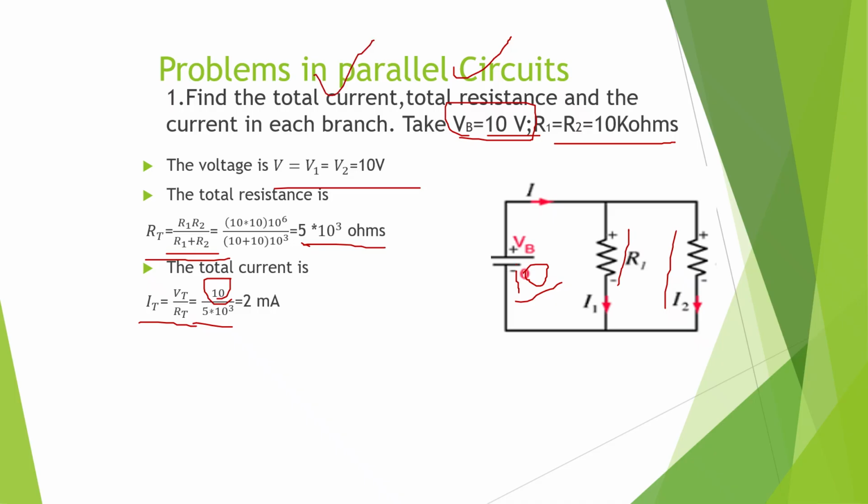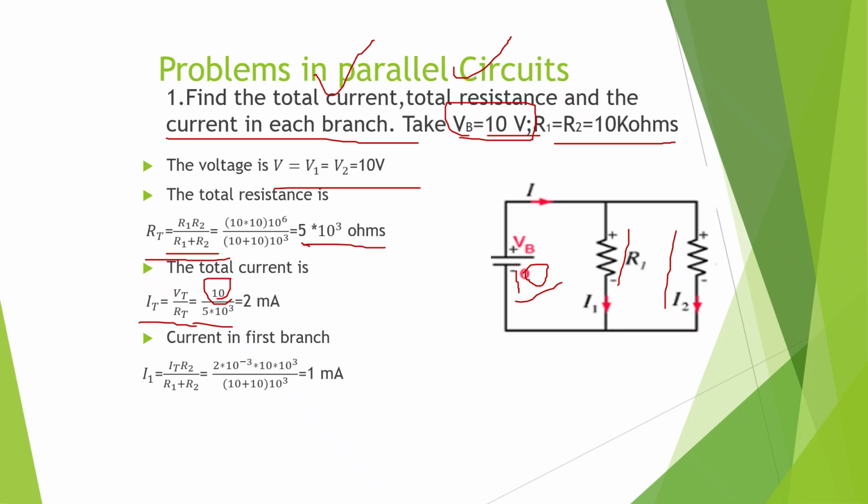Then find the current in each branch. For finding the current in each branch, we have a formula, so we are going to apply it. The formula is the total current divided by the total resistance. It is given over here: the total current IT, then the total resistance RT. Okay, IT by RT into the opposite resistor.